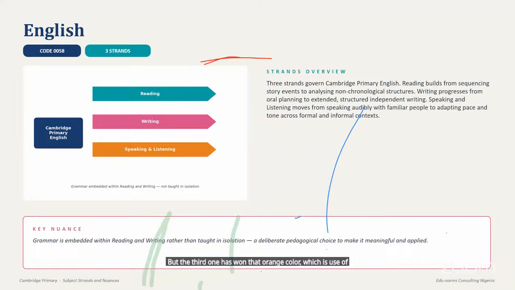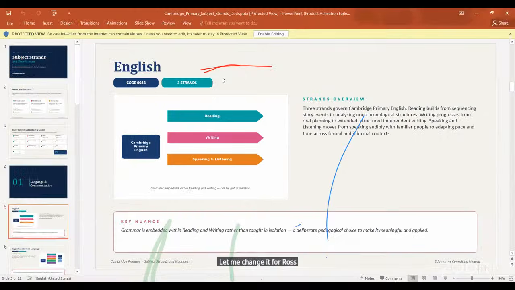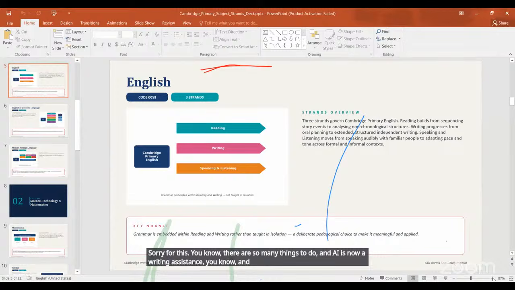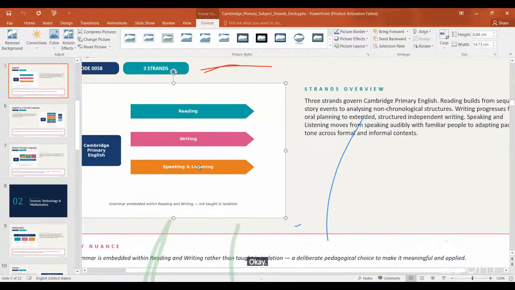I think I can change it now. Just let me change it so that you can have the correct thing. I'm sorry for this. There are so many things to do, and AI is now a writing assistant, and if my assistant writes something wrong, okay, it's pictorial. It's not editable. It's okay. No, voila. It's a diagram. All right, let's go back to what we're saying. Well, the glory of God, that's how to know an expert anyway.